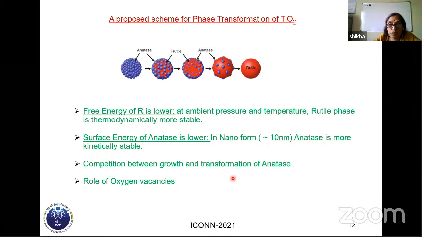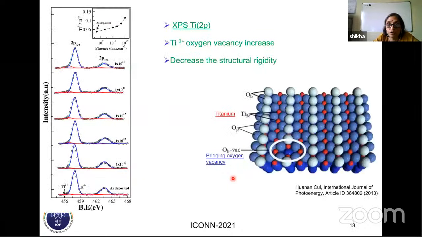How do we know about oxygen vacancies? We do X-ray photoelectron spectroscopy. This is the Ti 2p region using XPS. So this is the Ti4+ state. One can understand oxidation states using XPS. And if you see the little peak which grows with fluence, that is the oxygen vacancies.